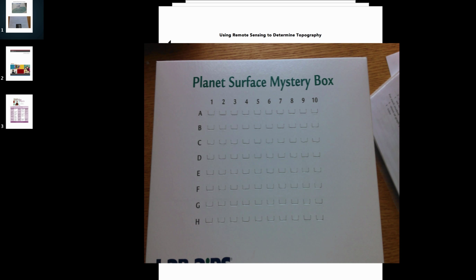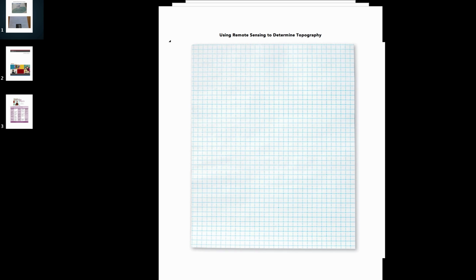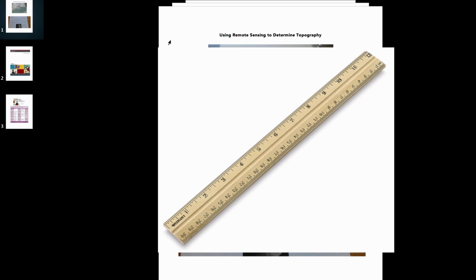You will need the following materials to conduct this lab. One remote sensing device, one measuring probe, one set of colored pencils: red, yellow, orange, green, blue, purple, brown, one sheet of graph paper that's not provided in your kit, and a ruler that's not provided in your kit.